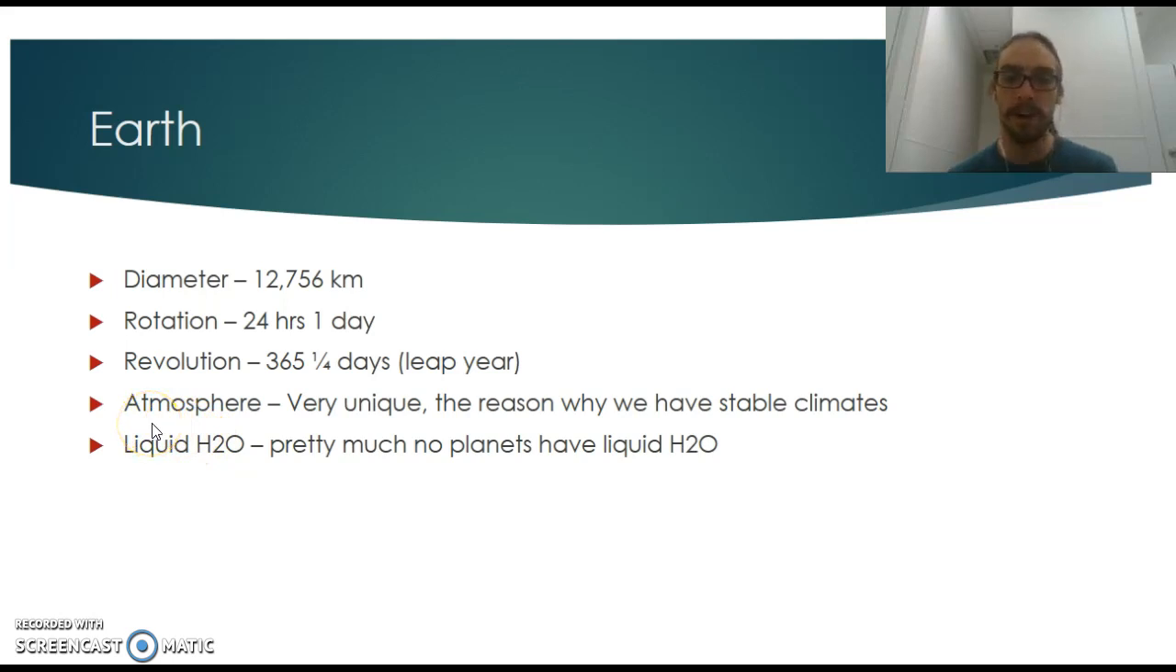So our atmosphere is very unique, and it's the reason why we have stable climates. Our atmosphere is a lot of oxygen, nitrogen, CO2, methane, and water vapor. We have all sorts of stuff in our atmosphere, and that's what's keeping it stable. So imagine if we just had CO2, we would be back to that Venus effect where we'd have 400 degree Celsius weather all the time, which is even hotter than Fahrenheit. So we have a lot of liquid water, and we're pretty much the only planet around that has liquid water. Not very many planets, even in the universe, have liquid water, so we're extremely lucky.